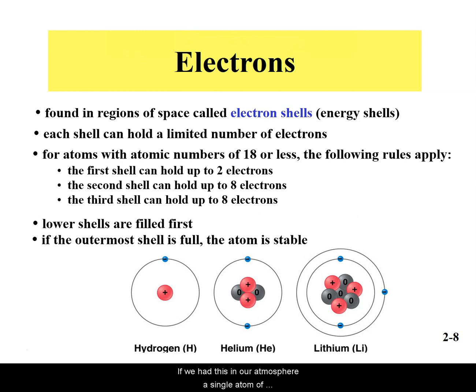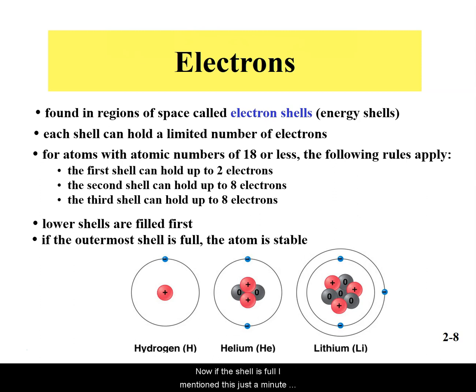If we had a single atom of hydrogen in our atmosphere, our atmosphere would blow up because it's so volatile. H2 is what we find in our atmosphere. O2 is also what we find in our atmosphere because these are not volatile. More than 4 electrons in that outermost shell tend to gain electrons so that it fills that outermost shell.